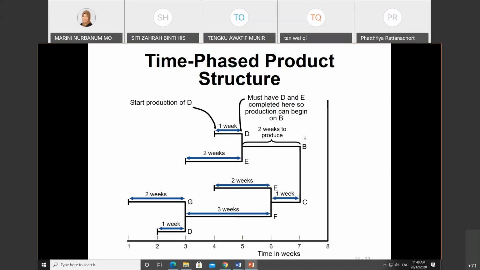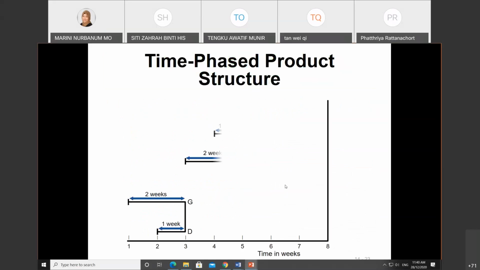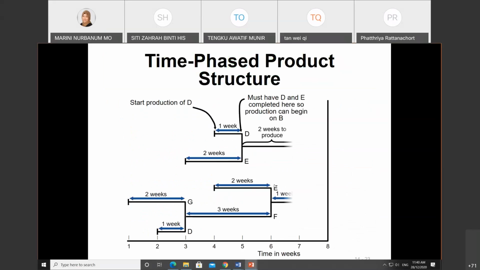Okay, so B 2 weeks, C 1 week. Okay, D 1 week, E 2 weeks, F 3 weeks, G 2 weeks. So you just follow through the drawing according to the information given in the previous table. Okay, so this part is very straightforward. You just need to know lead time is how much time you need in order to make the product ready.